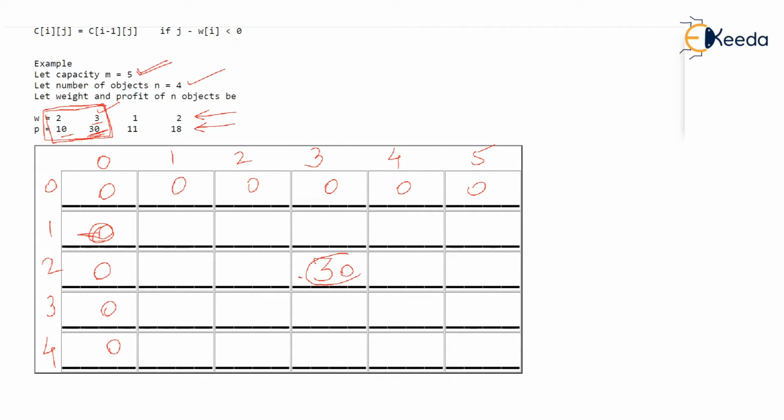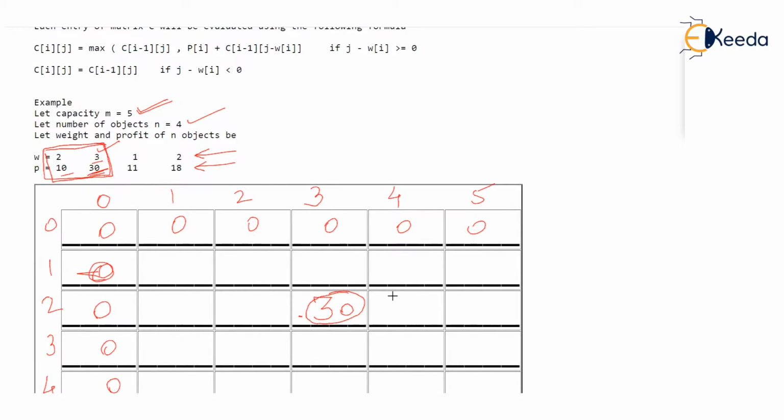Now how is the formula going to help us? Let's go back to the formula and check what we are doing. In the formula, we first check if j minus wi is greater than or equal to 0. Now, listen, we are finding C23, isn't it? That means i, the row number, is 2 and j, the column number, is 3.